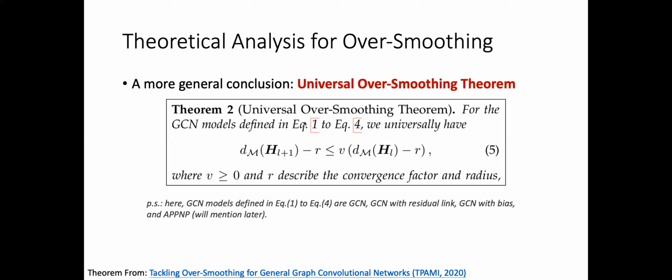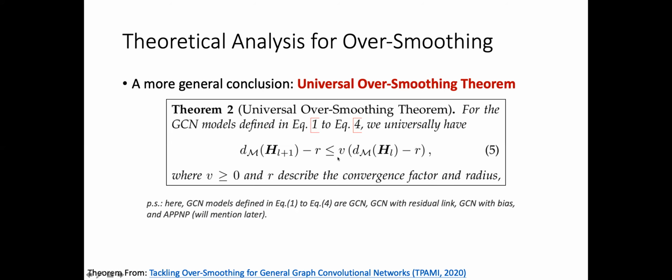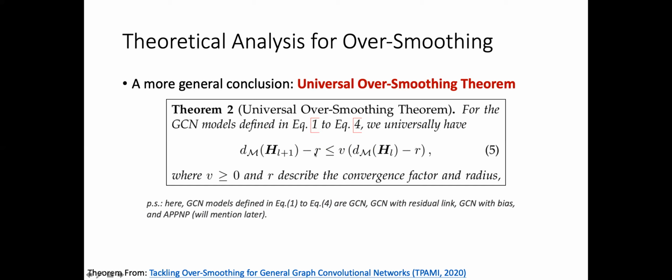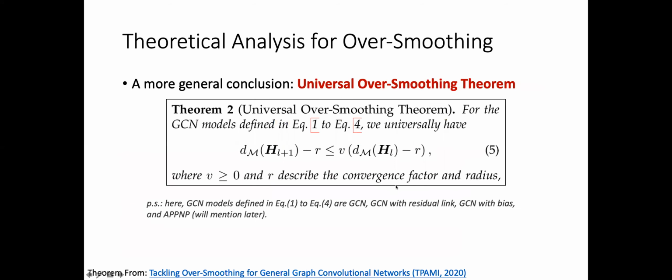So here we should know that in this theorem, the GCN models defined in equation 1 to equation 4 are the GCN with residual link, the GCN with bias, and some APPNP model. So these are just some variants of GCNs. We will mention these models later. And with this universal oversmoothing theorem, let's see how this case study fits into it. If we compare this convergence formula with this theorem, we can see that for GCN with ReLU activation, we just simply set R to be 0 and set V to be lambda m plus 1 times SL. So here is how we can fit this case study into this more general conclusion.